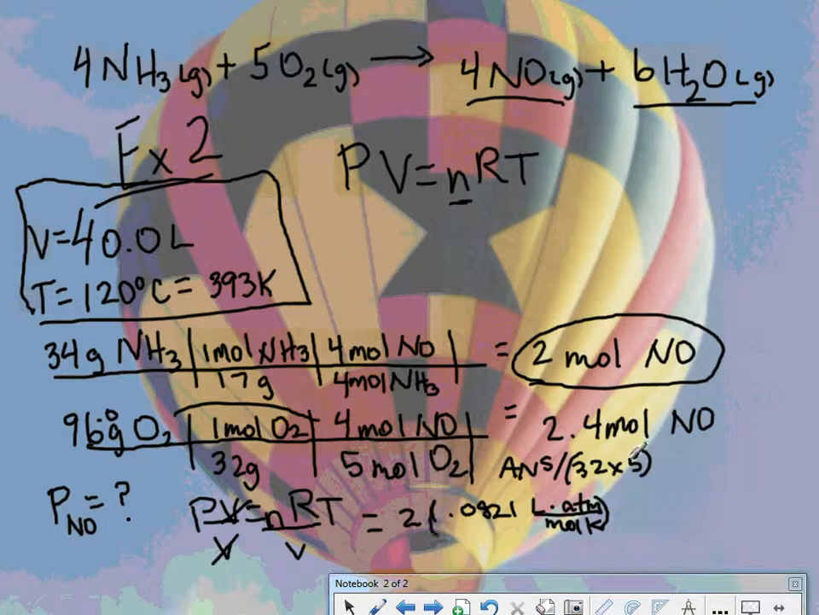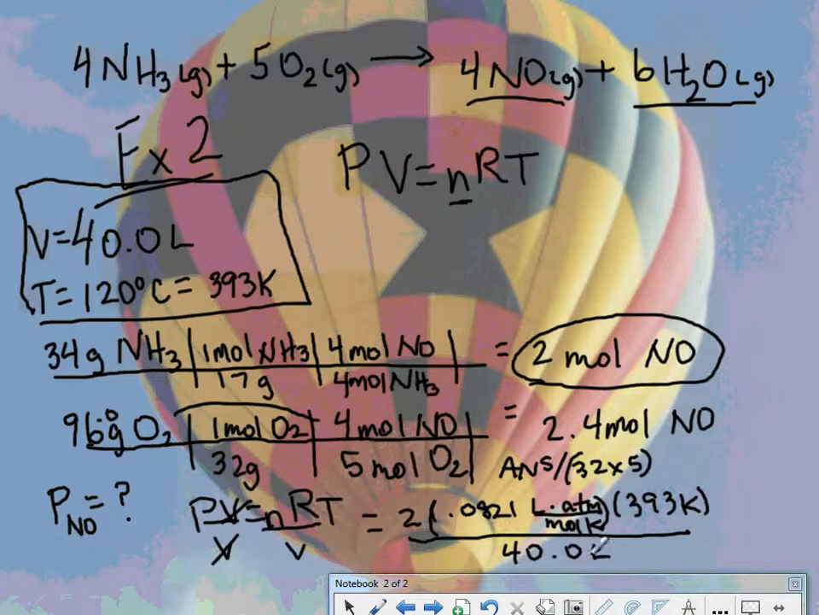And then T, temperature, we changed to kelvins, 393 kelvins. And then we're going to divide this whole entire mess by our volume in liters, which is 40 liters, because our container is 40 liters. All right, so what's our pressure of NO? User error, it happens to the best of us. 1.613265.